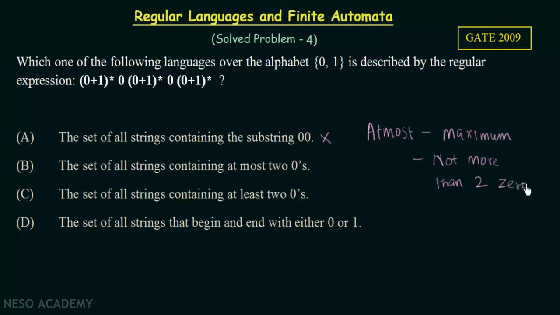That is what we mean by option number B. Now let us try to analyze this regular expression and see. So here we see that we have 0 plus 1 star. So closure of 0 plus 1.